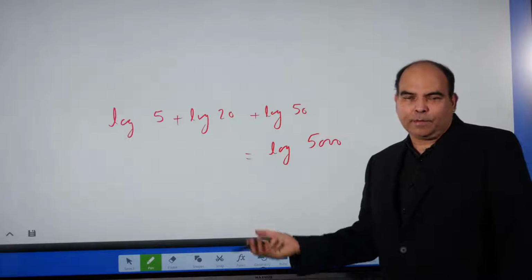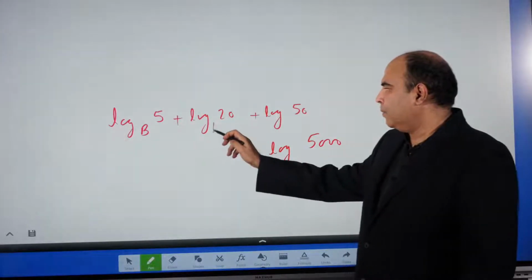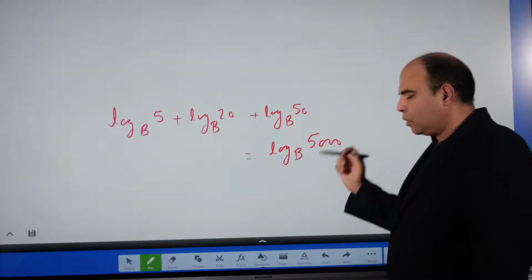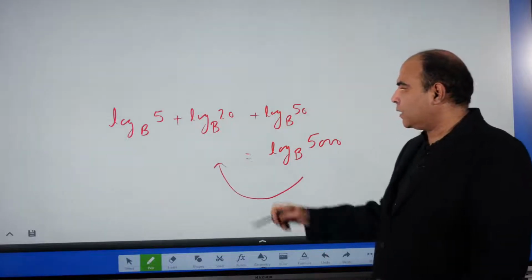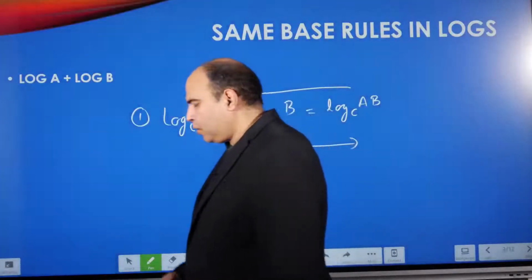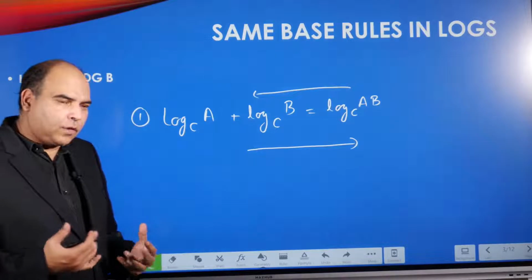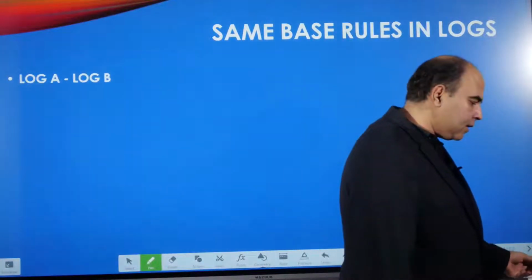If I'm not writing anything, it means the base is 10. If I write b on this, log 5 to the base b, log 20 to the base b, and log 50 to the base b, then I can write this as log 5000 to the base b, and vice versa. I can convert this back to that also if required, right? And of course, as I said, what you convert it back to, you should know the rule. What you convert back to, the question will tell you itself. The question or its options will help you understand that.